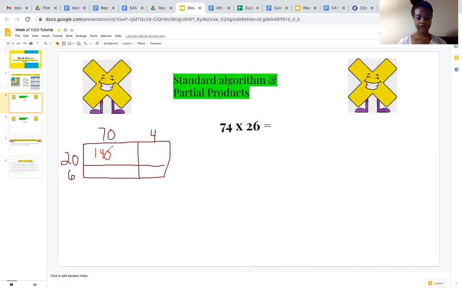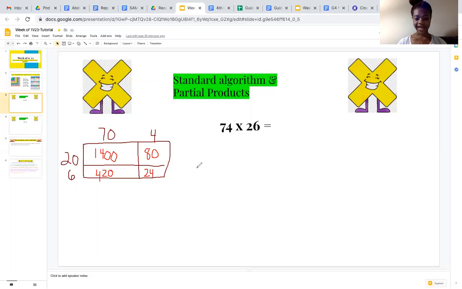This is one of the four partial products. And then we have 70 times 6, that's 420. Let's look over here in the ones place. We have 4 times 20, that gives us 80. And finally, 4 times 6, that is 24.